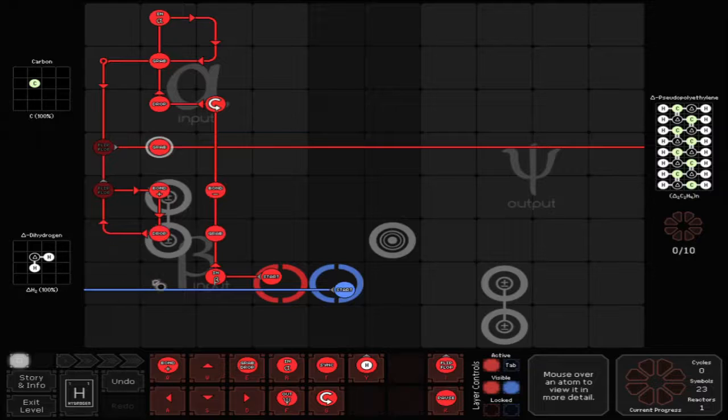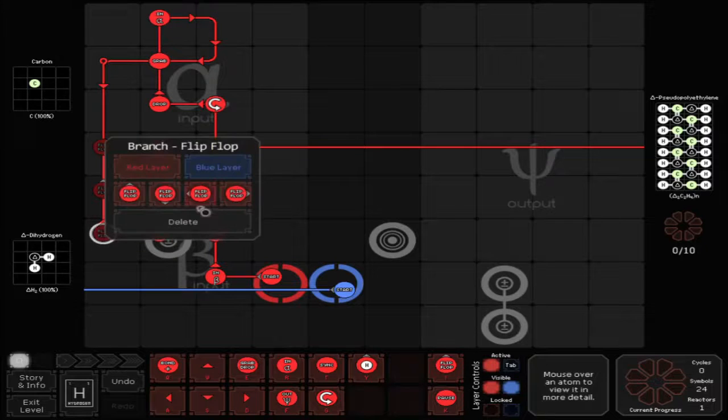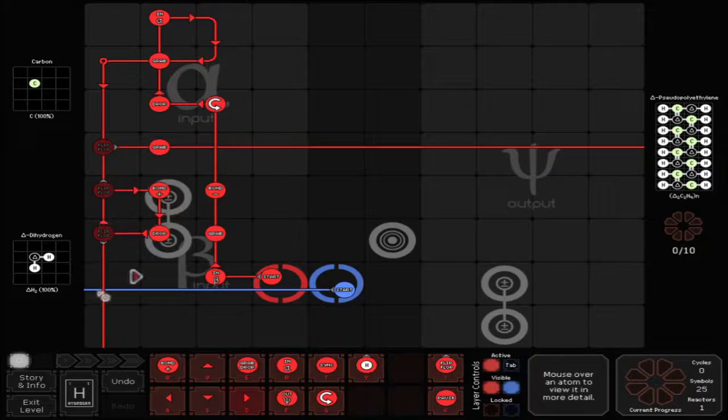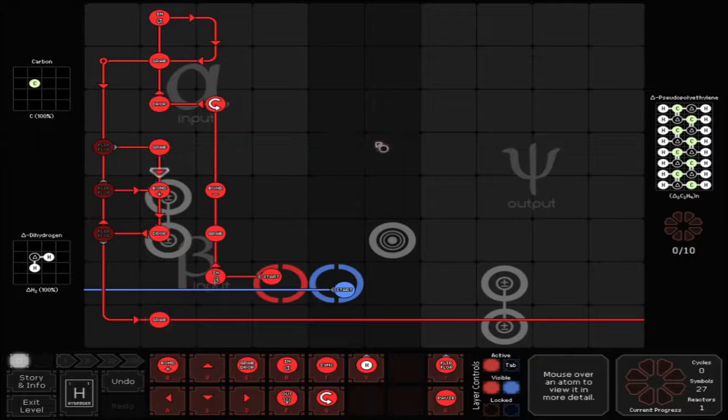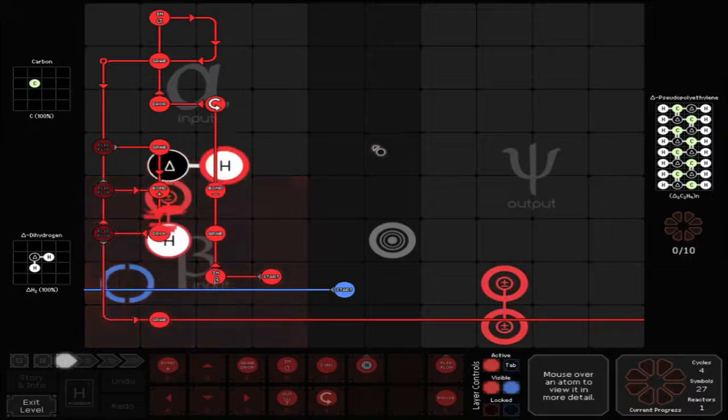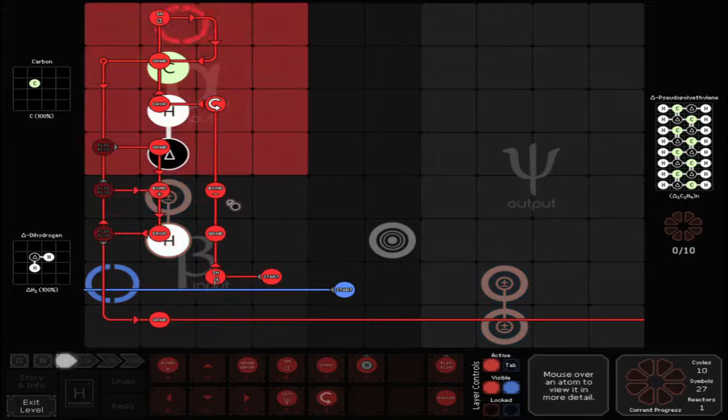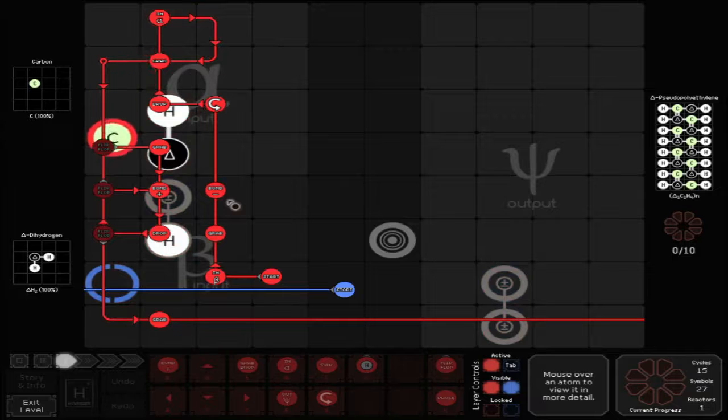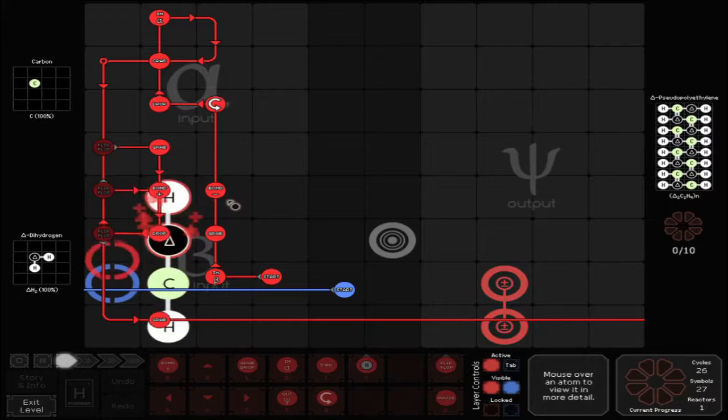Here, bond drop. And flip-flop here to exit out of the whole system. The hydrogen attached to the carbon should be right there. That's not a grab. Alright, let's see if this crazy red loop works. Awesome.